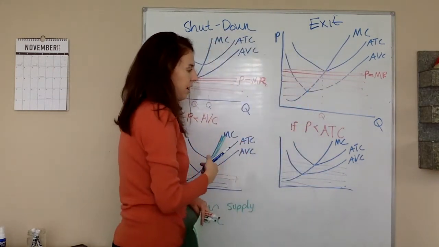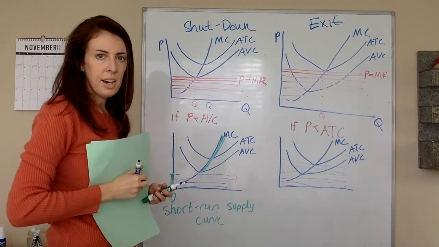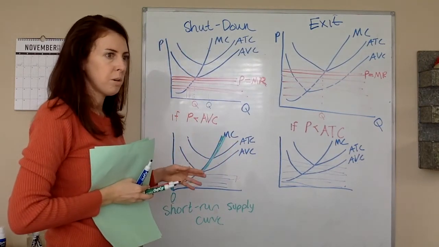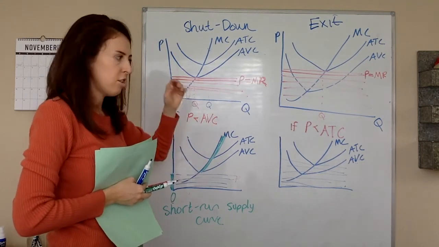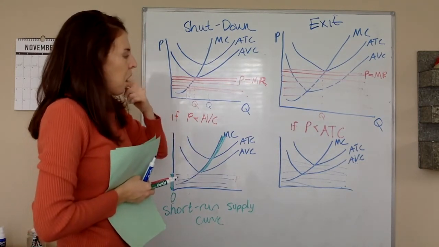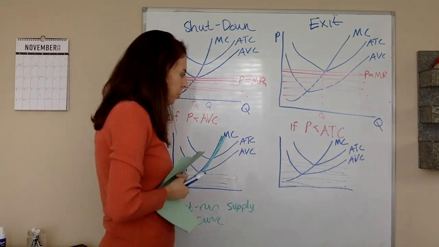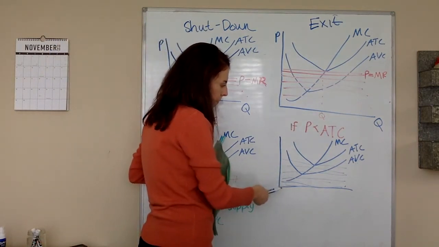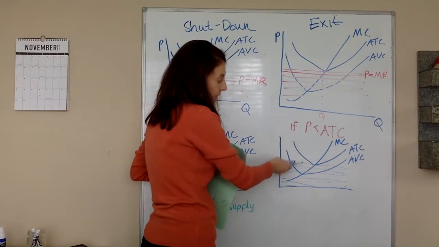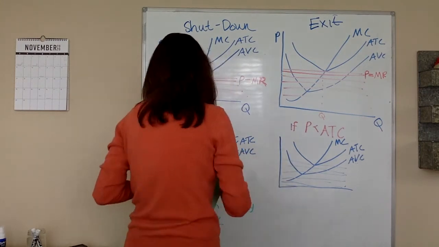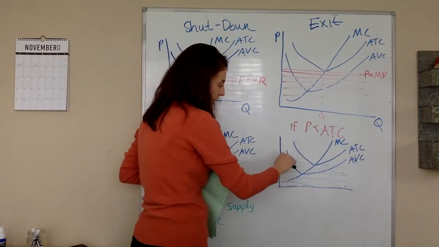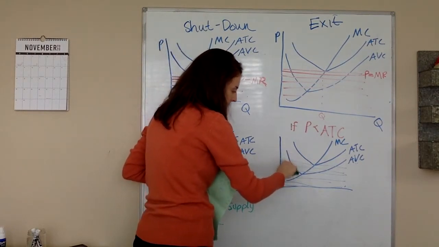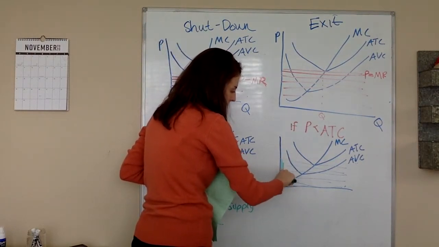That means they just say, forget it, I'm entirely getting out of this industry. Not only am I going to suspend production, but I'm going to sell my factory, liquidate, and just get out of town. What that means is if the price bar is anywhere in this region, then they're exiting, and if they're exiting, their output is going to be 0.